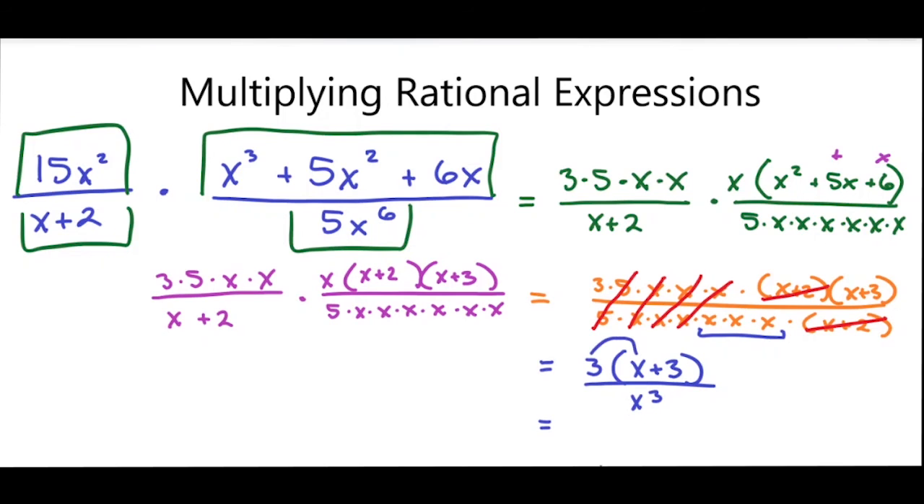Well, we could use the distributive property here, and we will multiply through the parentheses, and that will give us 3x plus 9 over x to the third power. And that's our final answer.